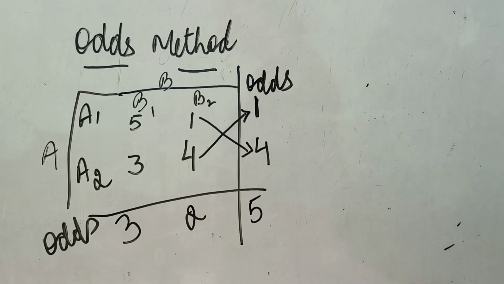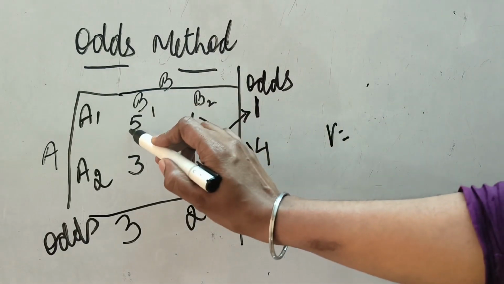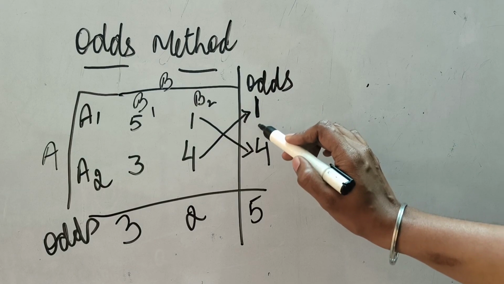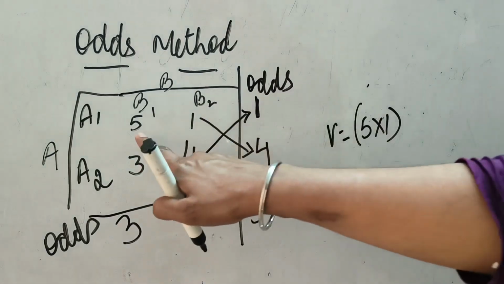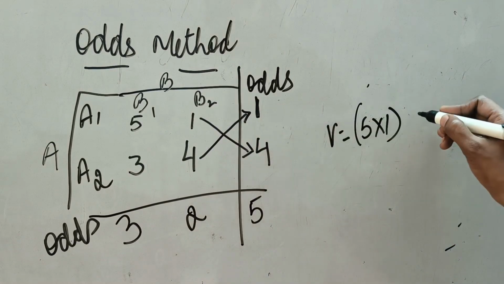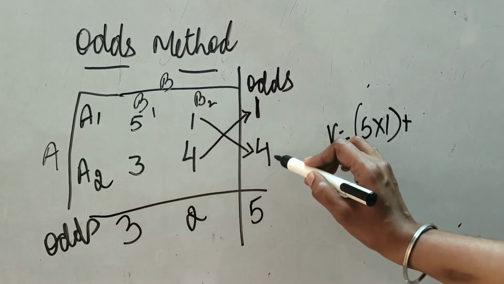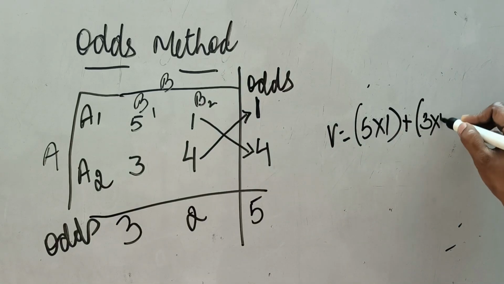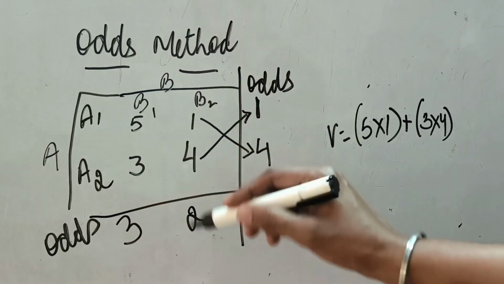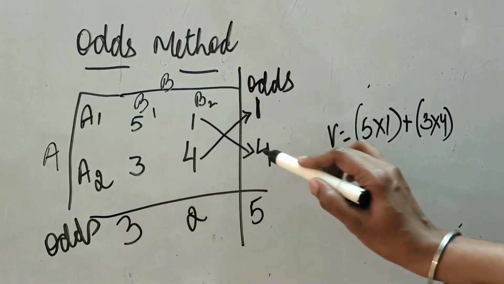Now once you calculate the odds, we have to calculate the value of the game. How do you write it? This first element into odds value. It means you will write 5 into 1. First value multiplied by odds value. Put a plus sign in between. Then second value into odds value. It means 3 into 4. Just remember you have to take it column wise. First value into odds plus second value into odds.